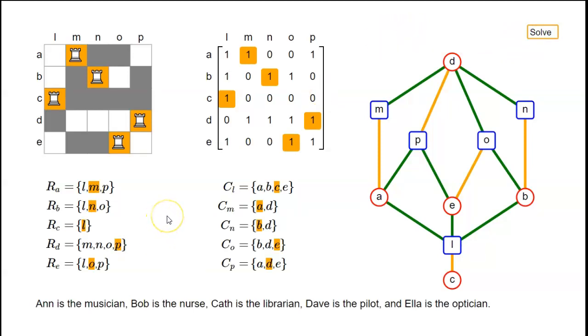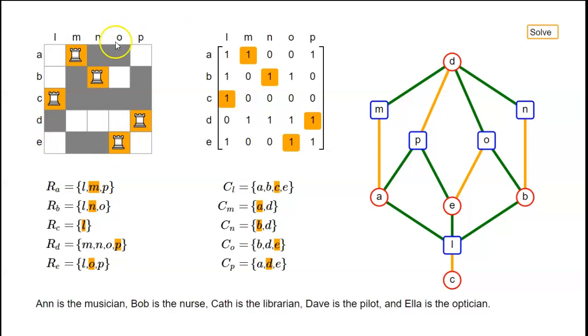So we've indicated the solution by putting rooks in the chessboard diagram. We put a rook in the AM position, meaning that we're going to let Anne be the musician. We put a rook in the BN position, saying we're going to let Bob be the nurse. And this rook here in CL means that Kath's going to be the librarian, and Dave's going to be the pilot, and Ella is going to be the optician.